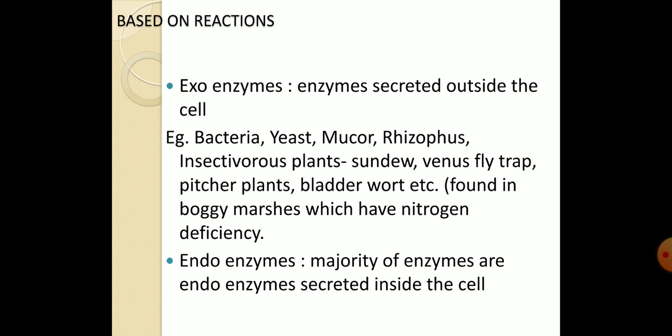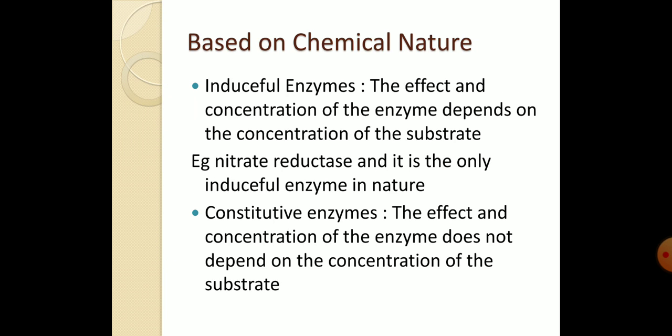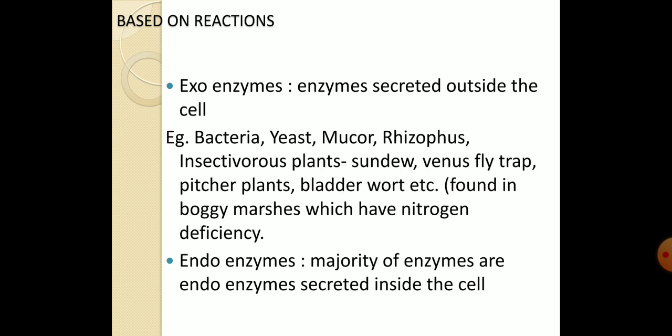Based on the reactions, enzymes are differentiated into different types. Some of them are called exoenzymes and some are called endoenzymes. Exoenzymes are nothing but enzymes secreted outside the cell. Okay, some of the enzymes are secreted outside the cell. Those are called exoenzymes. That's bacteria and yeast. They produce some of these enzymes. And endoenzymes, the majority of enzymes are endoenzymes. They are secreted inside the cell. Especially, this first type is based on the reaction.